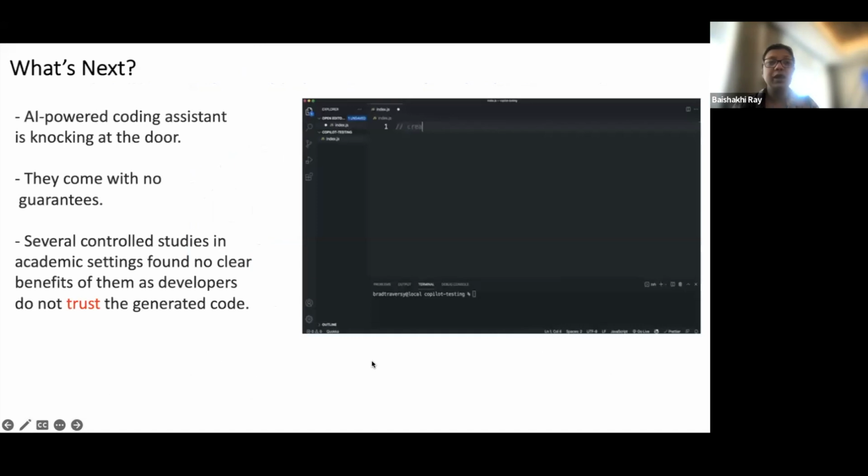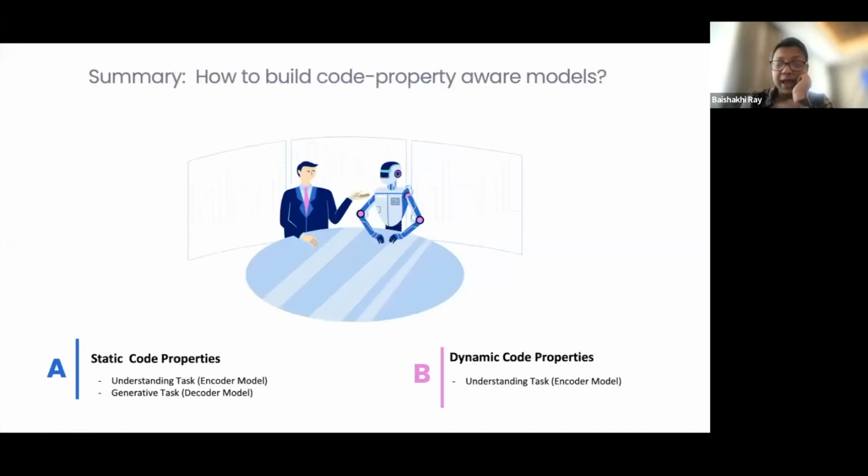Okay, so with that, a quick summary: we talked about how we can capture static code properties for both code understanding as well as generative tasks.